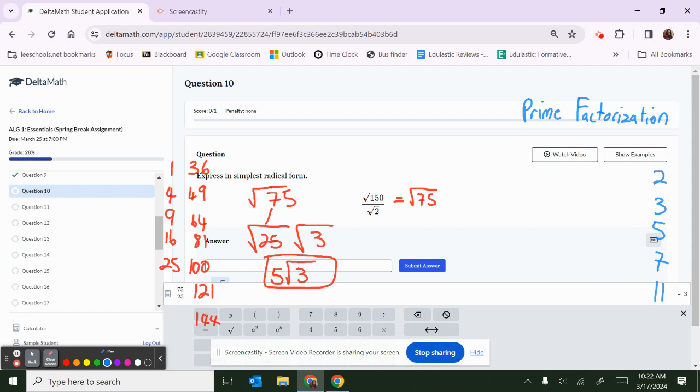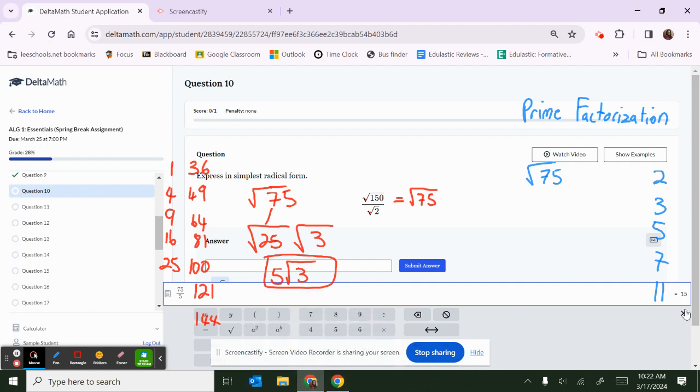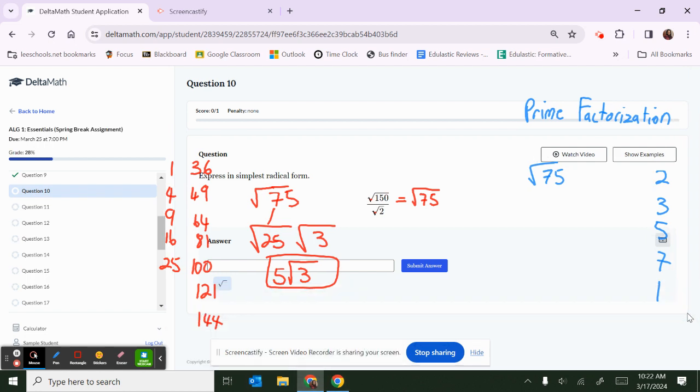So we need to simplify the square root of 75. What I'm going to do is try to divide this 75 starting with 11. Do you think I can divide 75 by 11? No, and if I put it in my calculator, guys, I would see that I cannot divide 75 by 11. By 7, no. By 5, yes. So yes, I can divide 75 by 5.